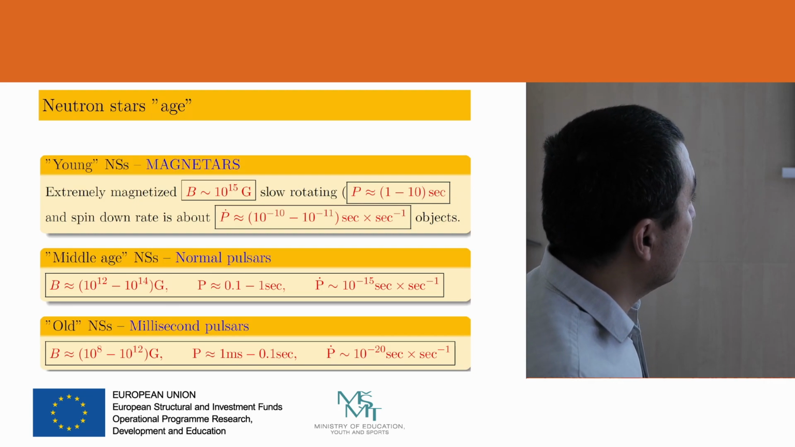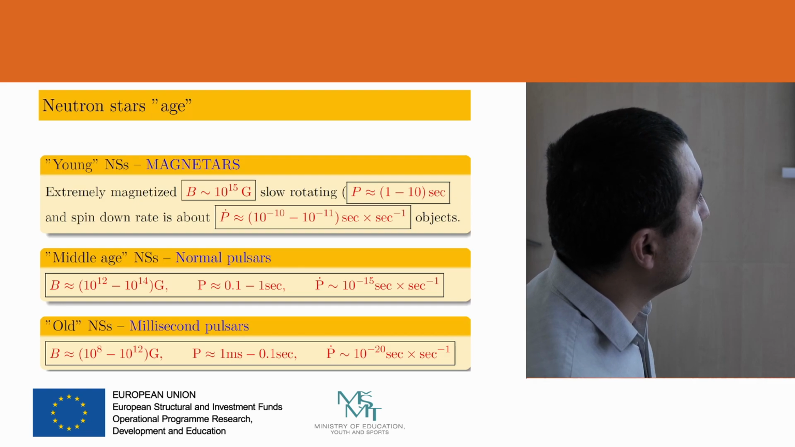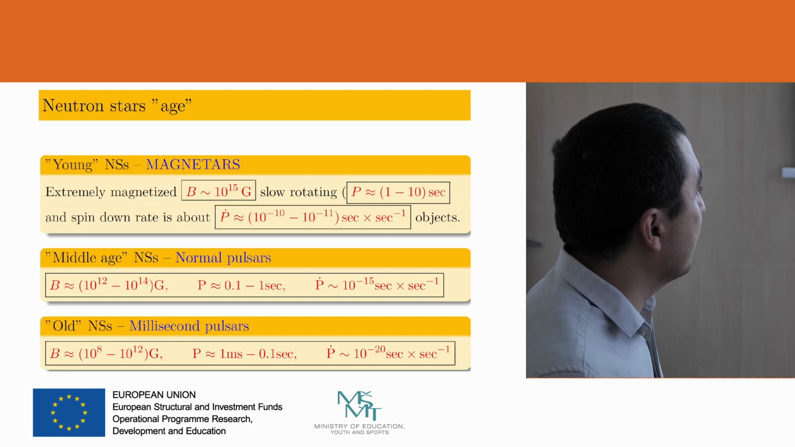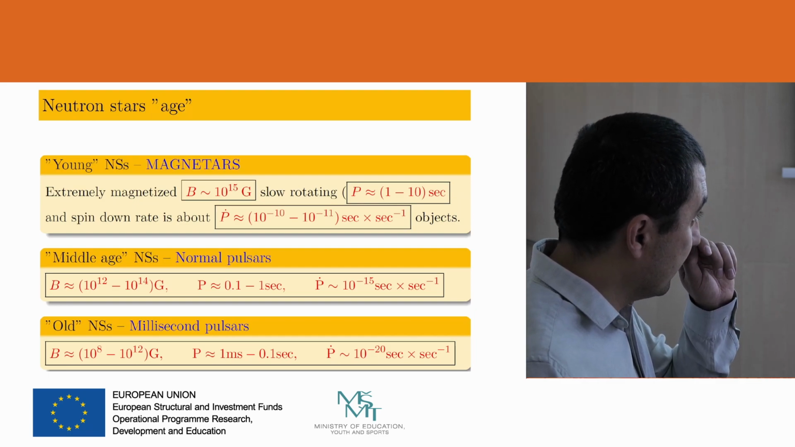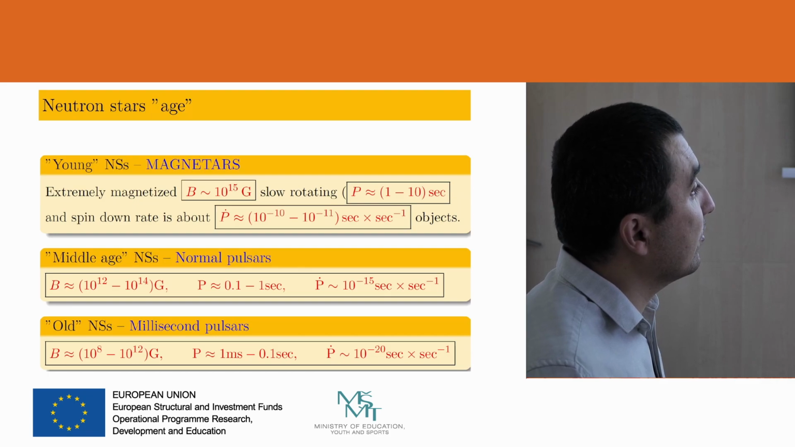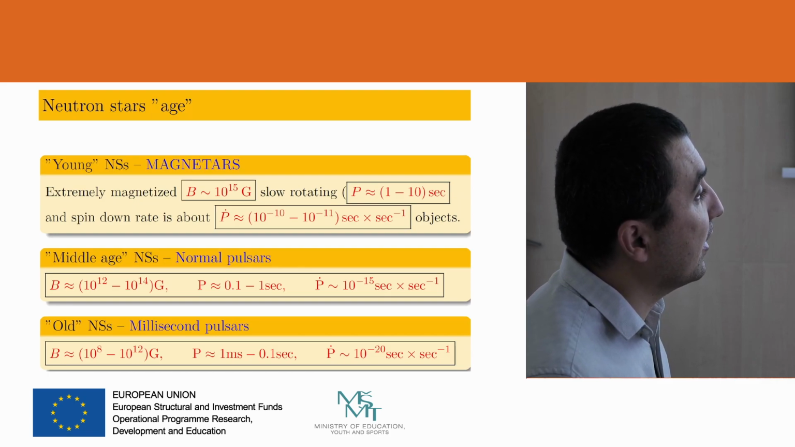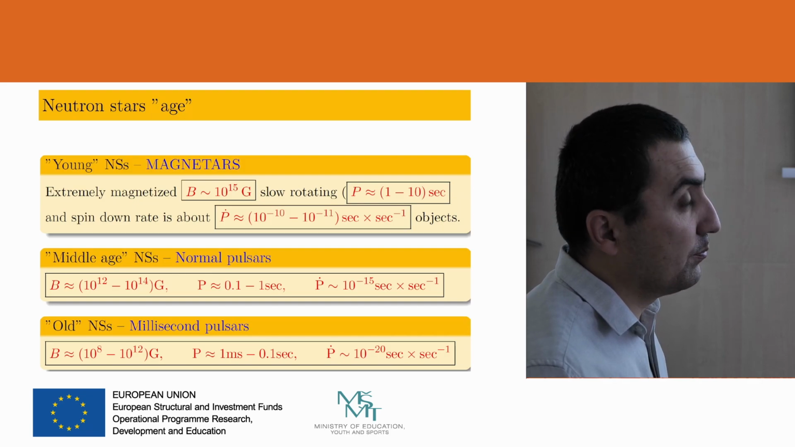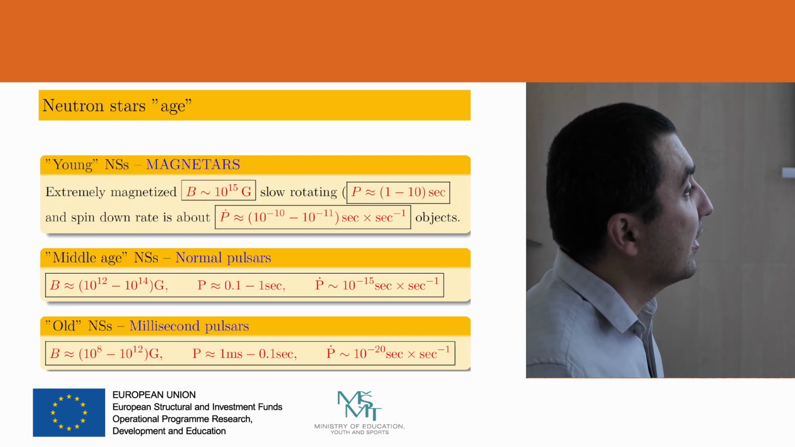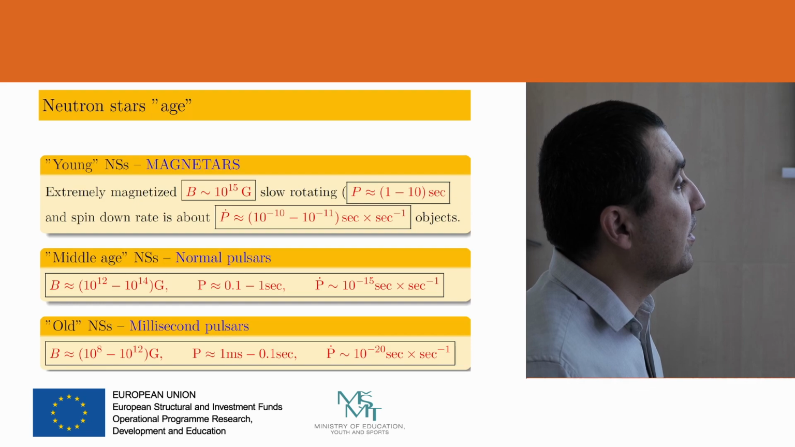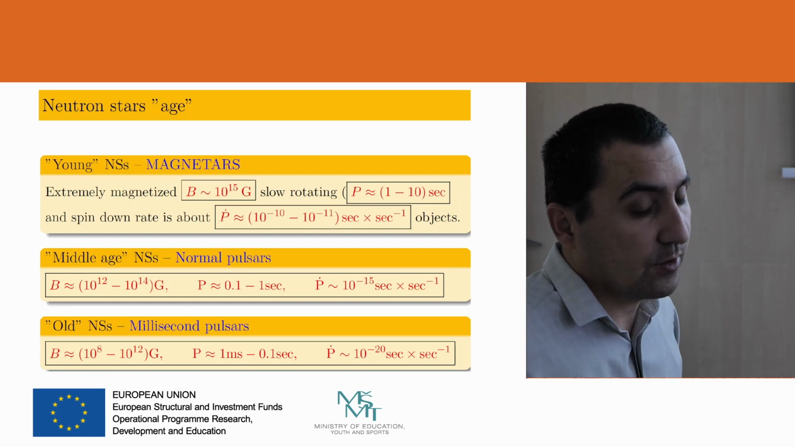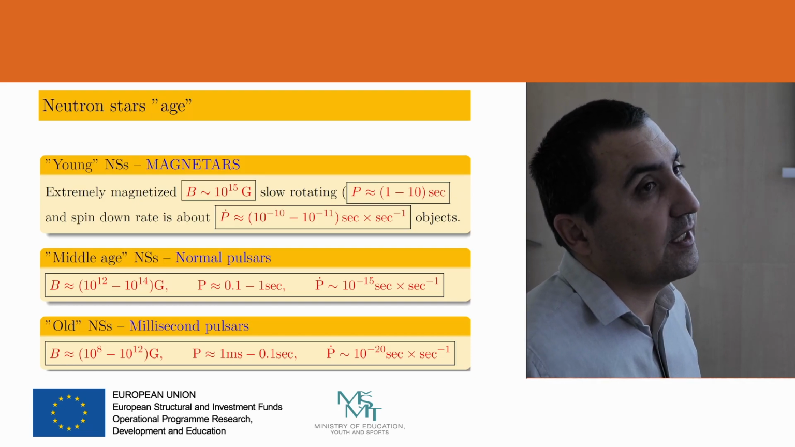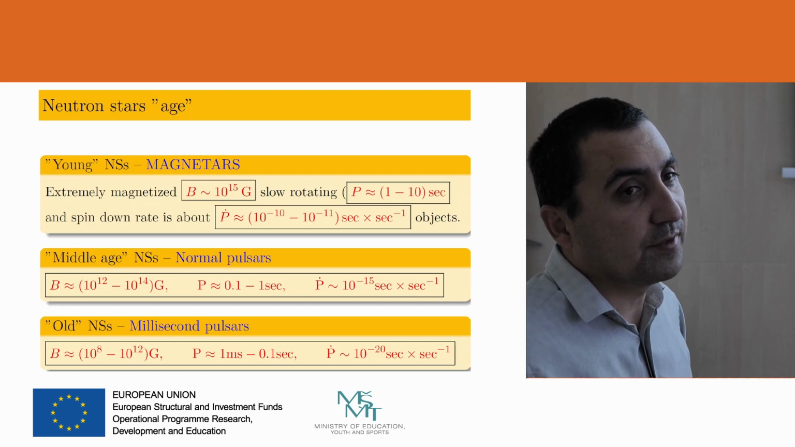And then there are millisecond pulsars, whose magnetic field is from 10^8 to 10^12 Gauss, with periods from 1 to 100 milliseconds, and the period derivative is about 10^-20. From this point of view, these pulsars are known as very accurate clocks of the universe.